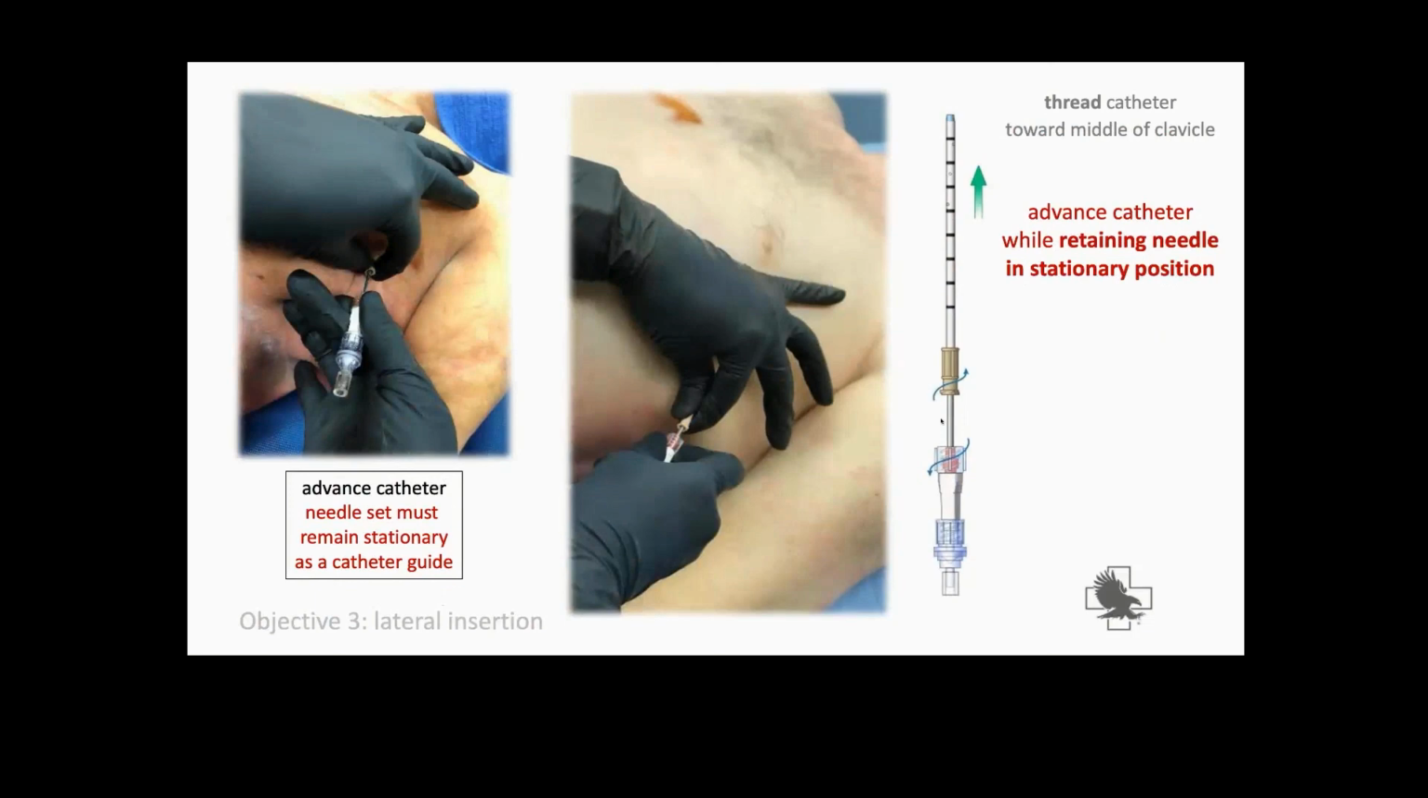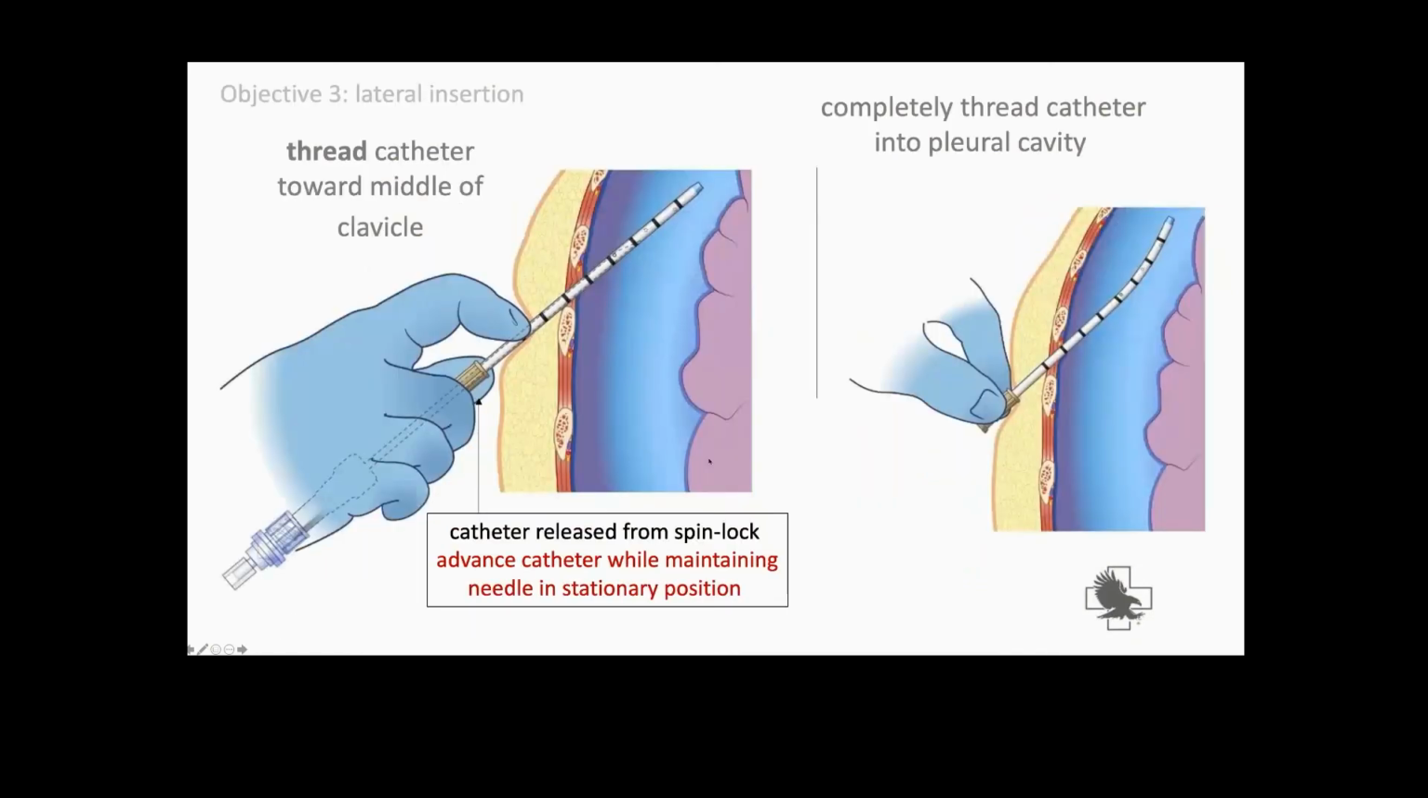Keeping that needle stationary and advancing the catheter, here are just a few different pictures of that. You can see how they're doing that with a two-handed technique, as well as anchoring their hand on the skin to ensure they're not pushing the needle in any farther. In the left picture, see how they're anchoring their hand on the skin, holding the needle, and with the other hand advancing the catheter into the pleural space without going any deeper. And here's the diagram portion of that.